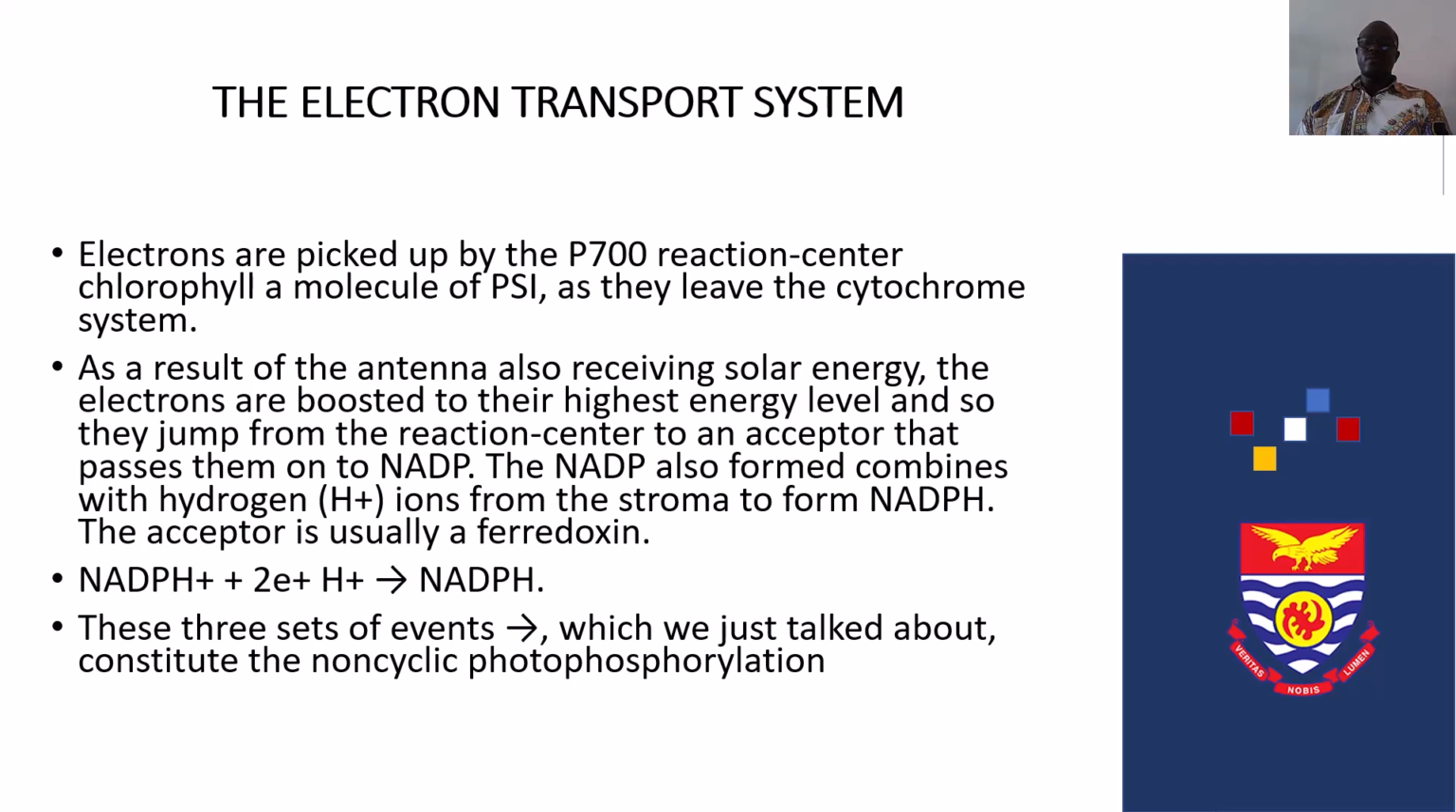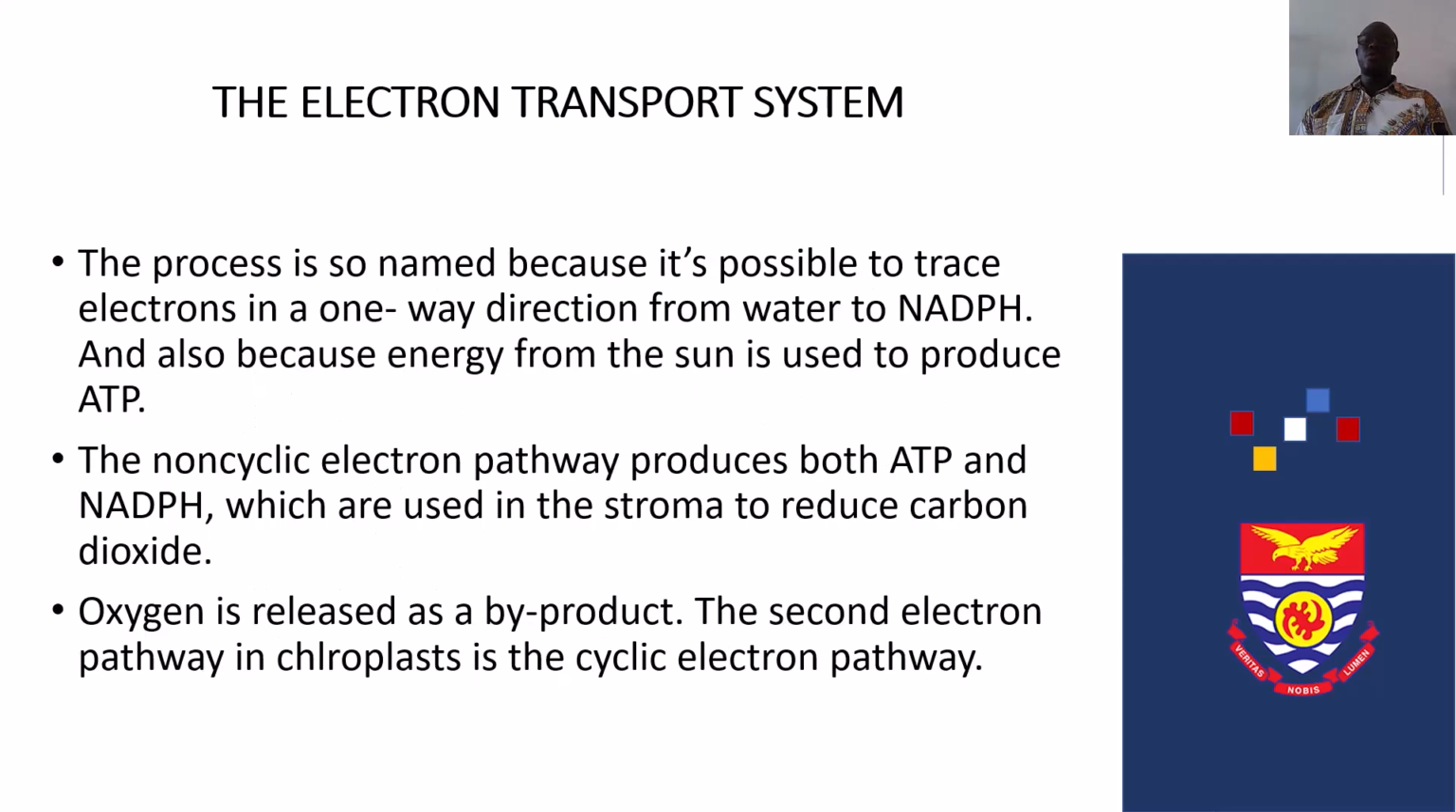These three sets of events, which we have just talked about, constitute the non-cyclic photophosphorylation stage. The process is so named because it's possible to trace electrons in a one-way direction from water to NADPH, and also because energy from the sun is used to produce ATP. The non-cyclic electron pathway produces both ATP and NADPH, which are used in the stroma to reduce carbon dioxide. Oxygen is released as a byproduct.